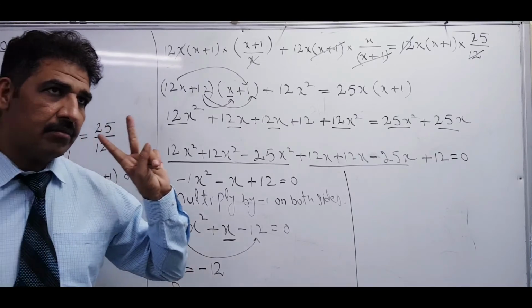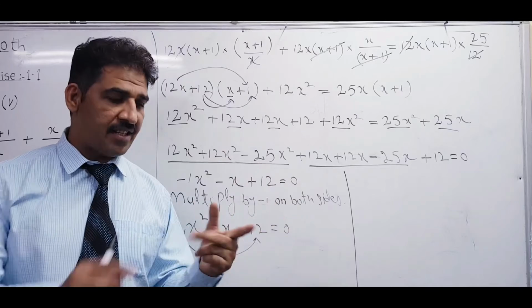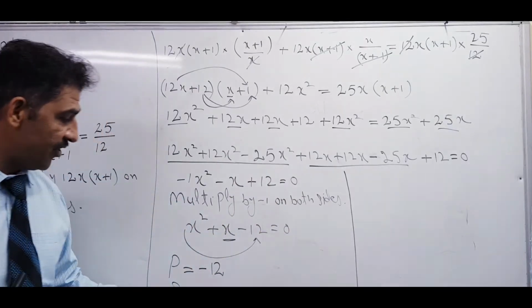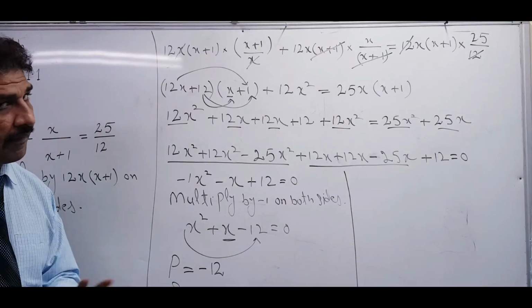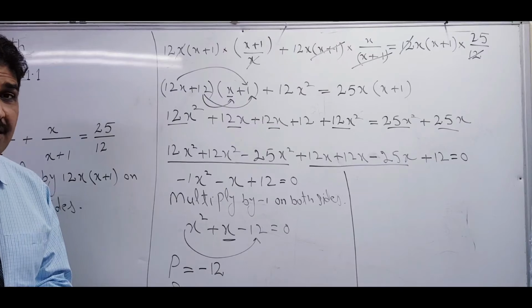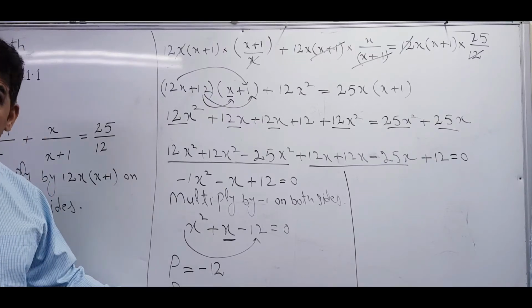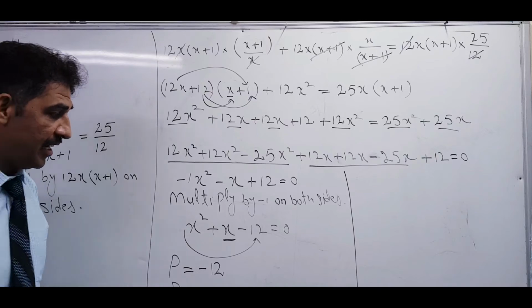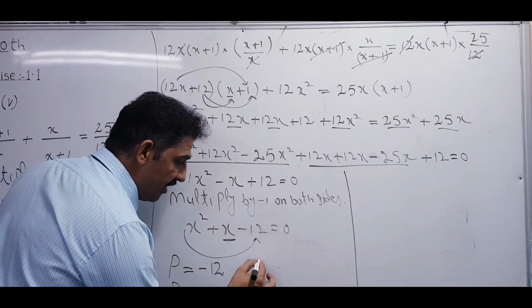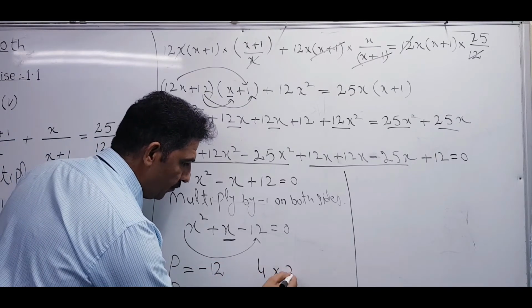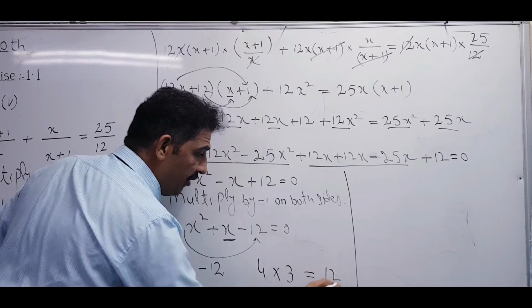12 having the 2 factors, like one factor is 6 2s are 12, but 6 minus 2 is not equal to 1. Wrong. Other 4 3s are 12, and 4 minus 3 is 1. So it means that factors are 4 and 3. One thing is clear, but 4 3s are 12.